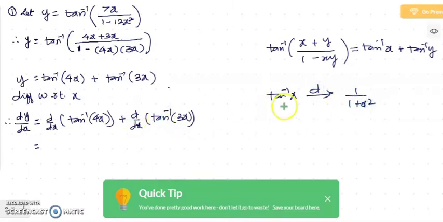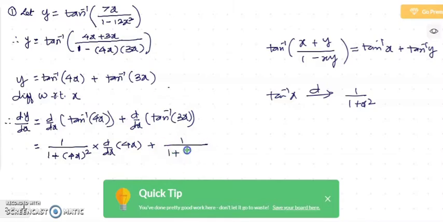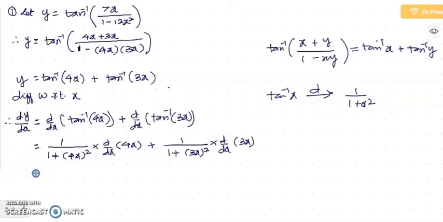So the derivative of tan inverse 4x will be 1 upon 1 plus (4x) whole square, which will be 16x square, into d by dx of 4x. Compare this tan inverse 4x with tan inverse x, where x is replaced. In the same manner, the derivative of the other term is 1 upon 1 plus (3x) whole square into d by dx of 3x.